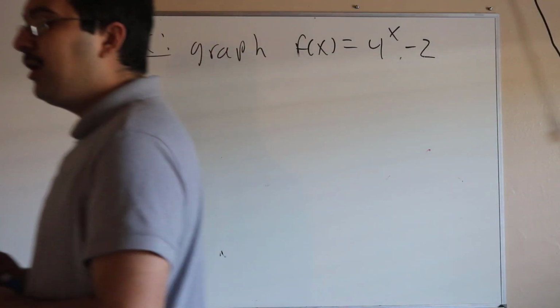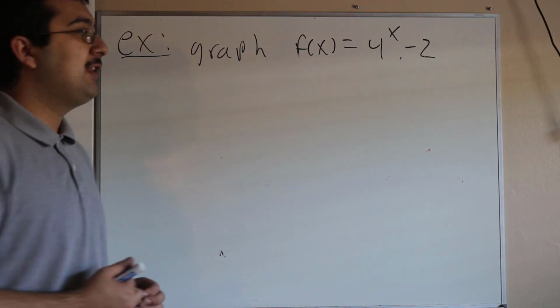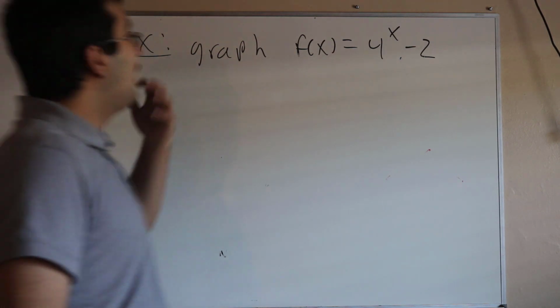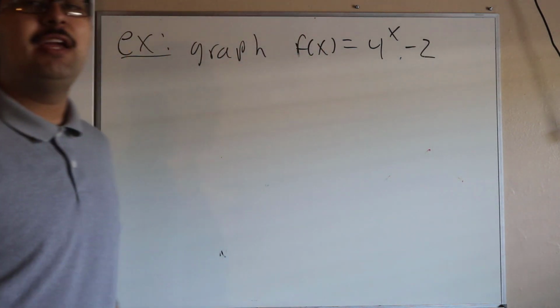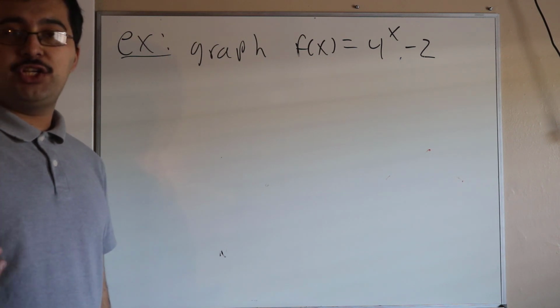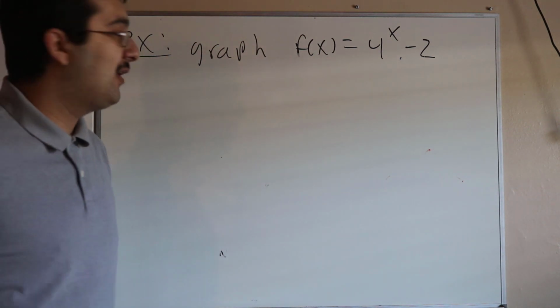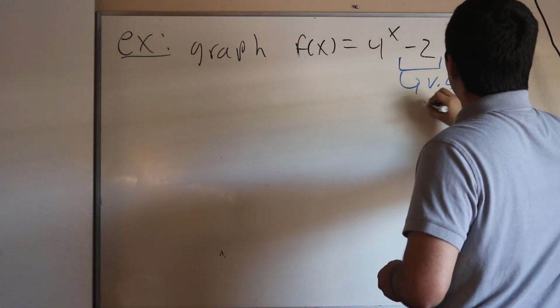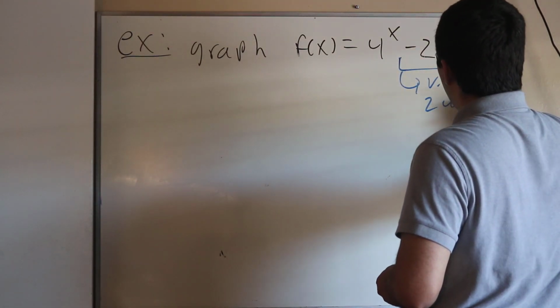So if we consider 4 to the x our parent function, then this function is just a translation of that, and of course, since we are subtracting a value away from the function, that means we are translating the function. This is a shift. This is a vertical shift. All right? This is a vertical shift 2 units down.